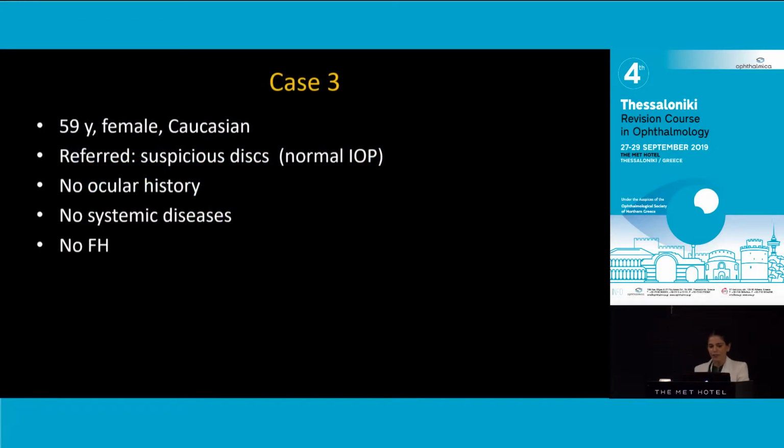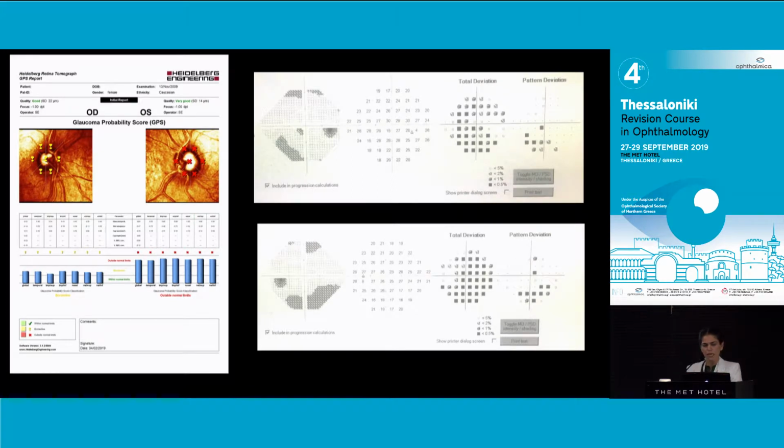A third case, and I think this is the one I really like: a 59-year-old female referred for suspicious nerves, normal discs and normal IOP, no ocular history, no systemic diseases, nothing. I saw the patient many years after she was referred, but these were the baseline tests. The baseline test is abnormal in the left eye and suspicious in the right eye, according to the glaucoma probability maps.